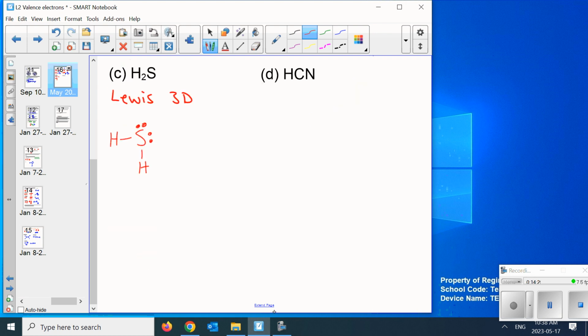I could draw my Lewis, by the way, like this. I'm not suggesting you change anything. There's nothing wrong with what you have. I could do it up and down for the H's. I could do it down and right for the H's, up and right, you know, as long as it's forward.